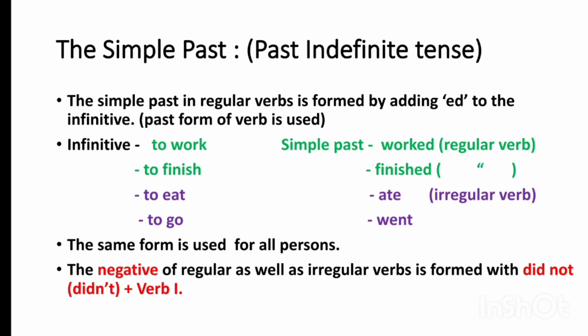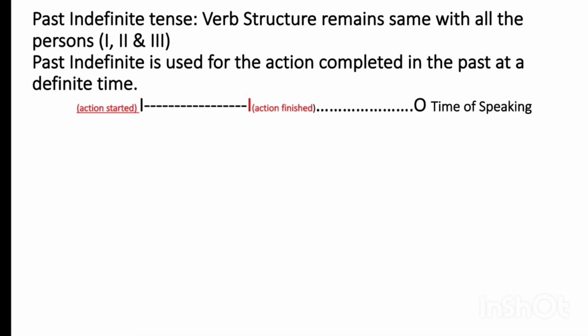And if we are going to change the sentence into negative, we have to use did not plus first form of verb. Whenever we use did, past form of the verb is changed into first form of the verb. Have a look at some other sentences.